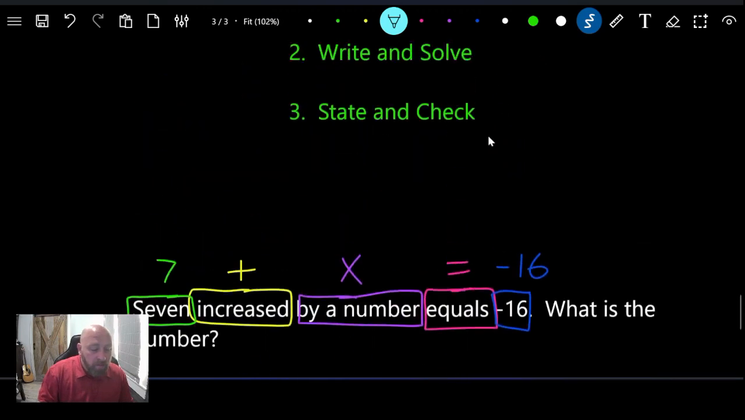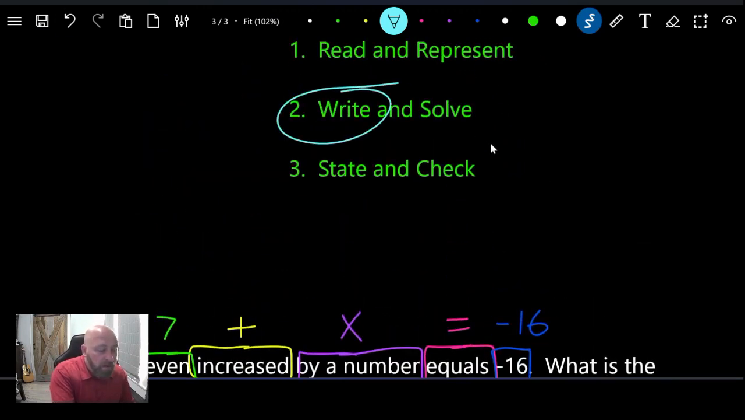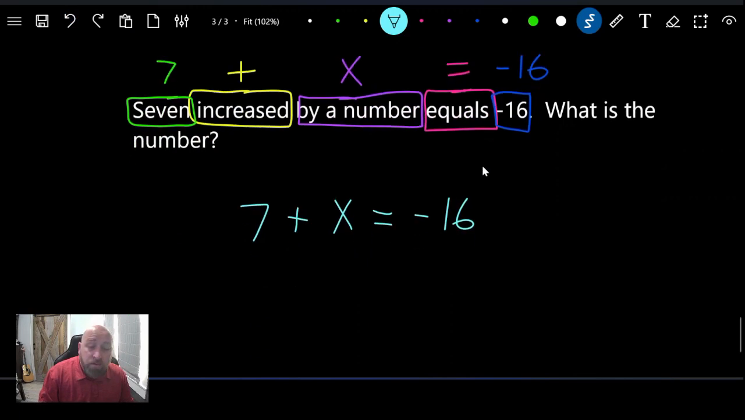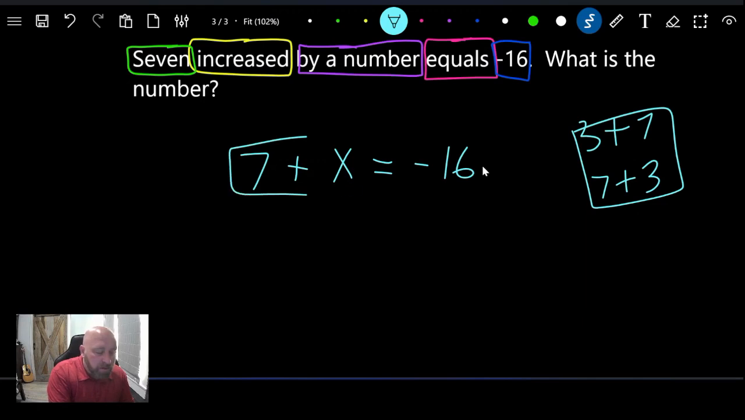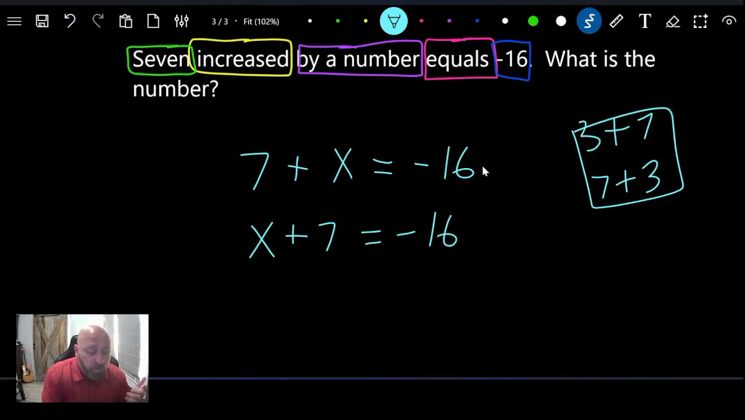Okay, and so now we've done the right portion, and now we want to solve this. How do we solve it? Well, we solve it by getting the letters on one side and the numbers on the other side. Now this looks a little bit different this time. We have 7 plus x, but if you remember, if we have 3 plus 7, that's really the same as 7 plus 3, right? There's no difference there. So we could do the same thing right here if you want to. We could say x plus 7 equals negative 16. We haven't changed anything. We just reordered it to fit what we've been doing.